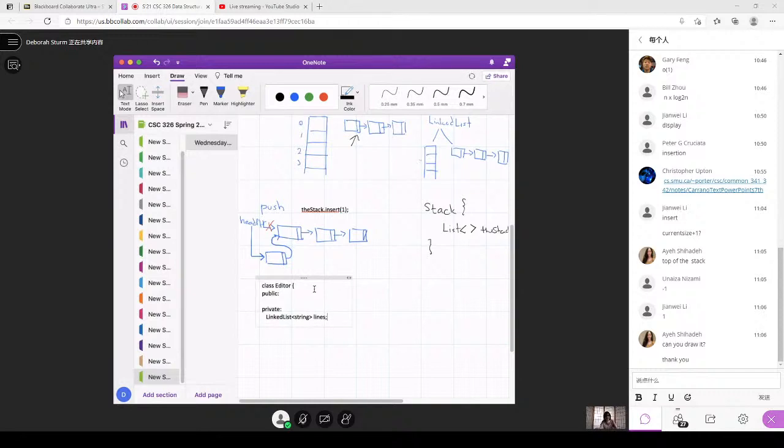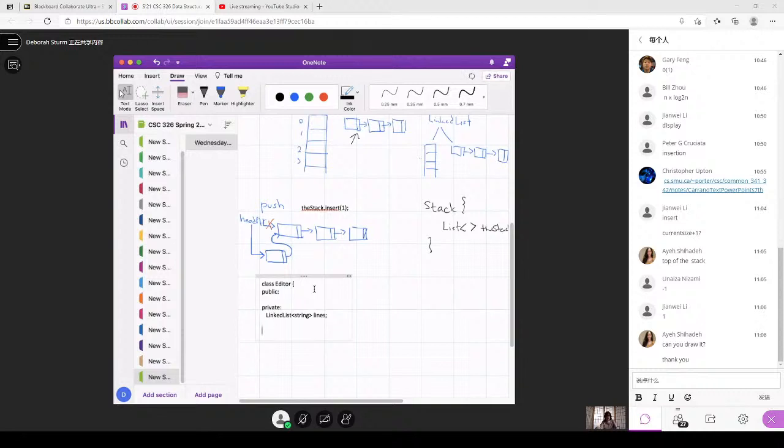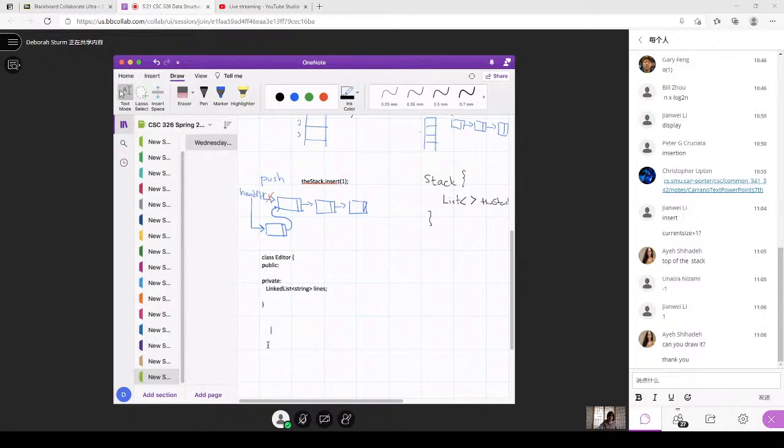So there's an example of using a linked list inside a class. This is sometimes called composition, where we are creating a new object out of an existing object. Okay, so we're creating a new object out of an existing object.